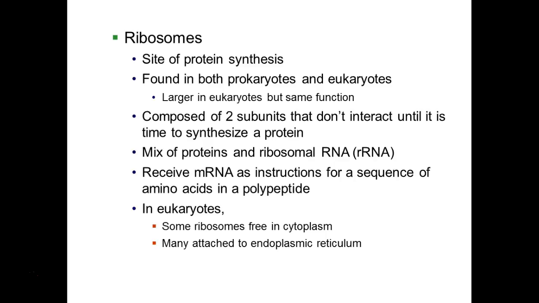They're going to get the instruction to make the amino acids. Again, remember, DNA to RNA to protein. A protein is a polypeptide. Ribosomes are going to receive the messenger RNA to make the amino acids in a polypeptide, and we'll be learning that in more detail at the end of the semester. In eukaryotes, some ribosomes are free in the cytoplasm, but many of them are attached to a structure that is called the endoplasmic reticulum. Reticulum means spotted.